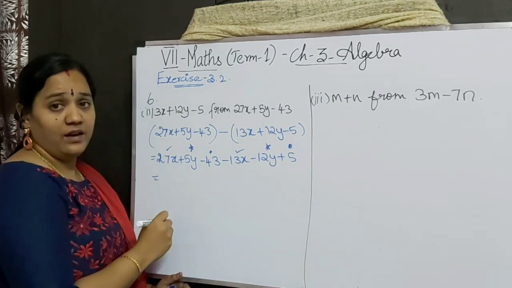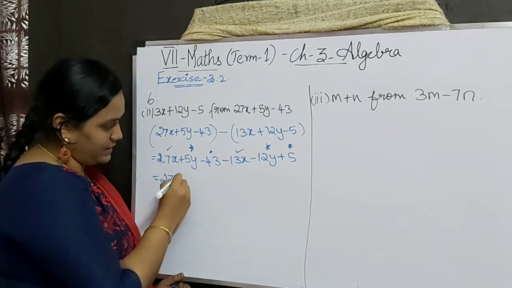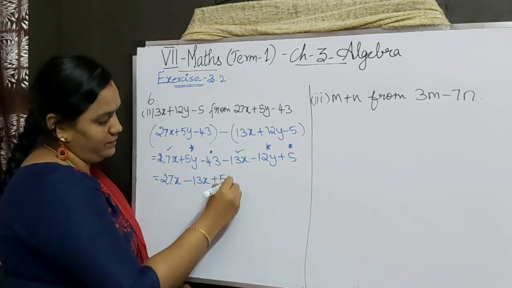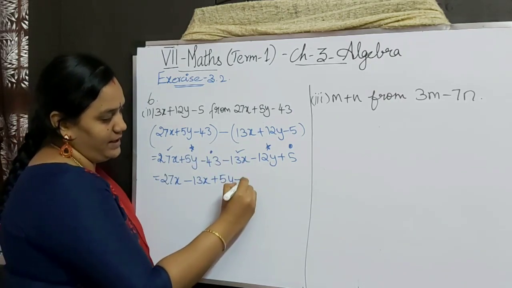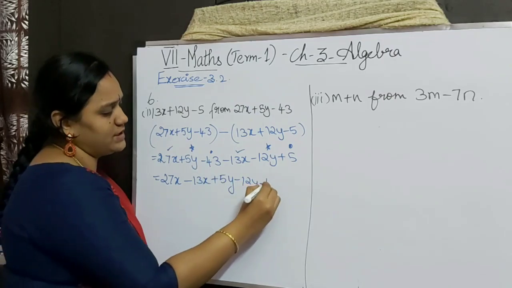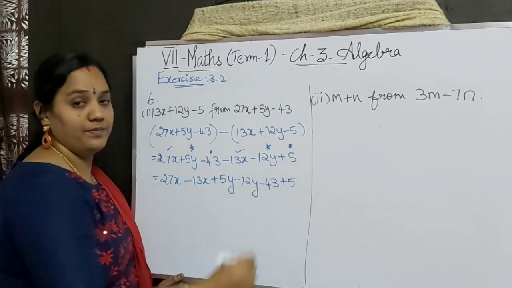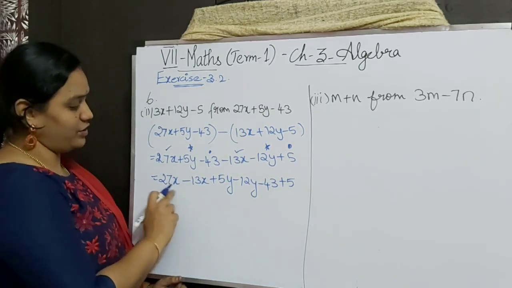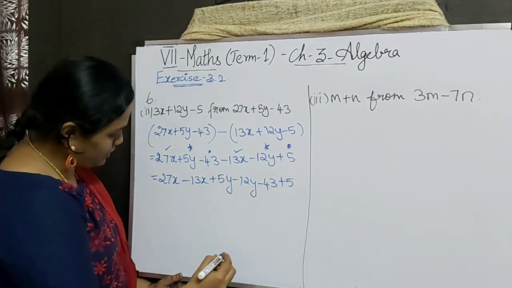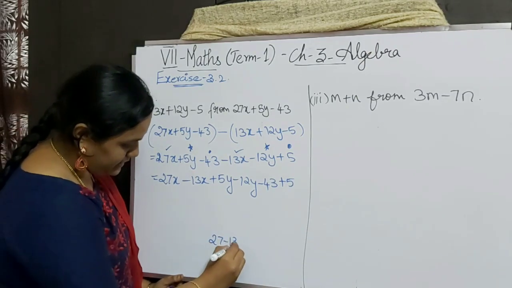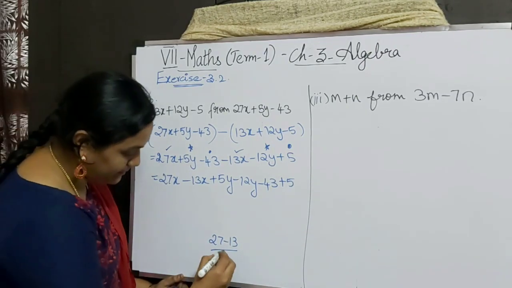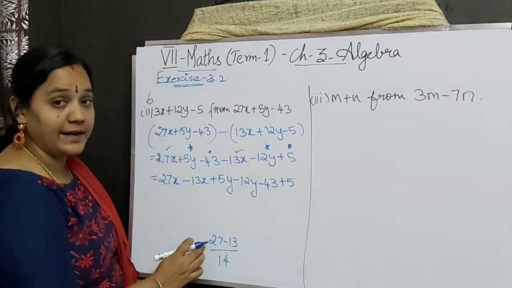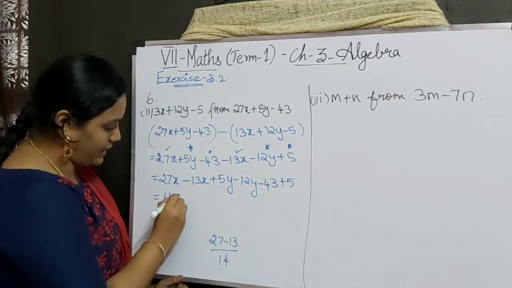Now we have to write the like terms together. So 27x minus 13x. Y terms are 5y and minus 12y. Constant terms minus 43 plus 5. So now we have to see the coefficient of x first. What are the coefficients of x? 27 minus 13. What is 27 minus 13? 14. Okay, greatest number sign is plus. So plus 14, so 14x.